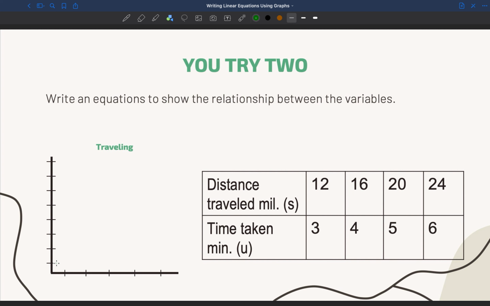Looking at You Try number 1, the distance traveled in miles is s, and the time taken was u. We know that whenever we're writing on a graph, our x-axis always indicates our independent variable, so our independent variable was s. And our y-axis is always our dependent variable, which is u.